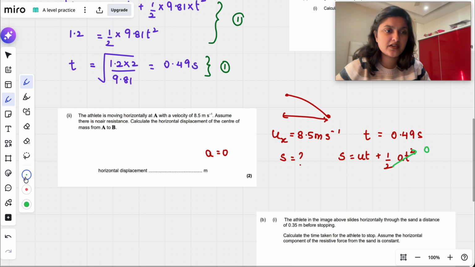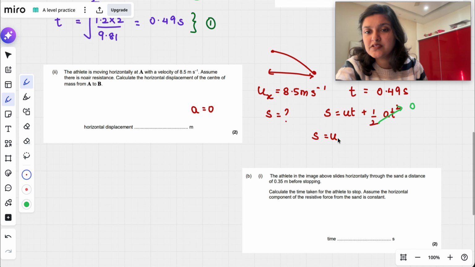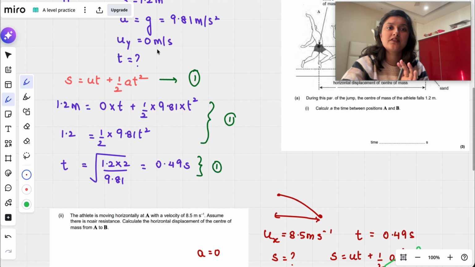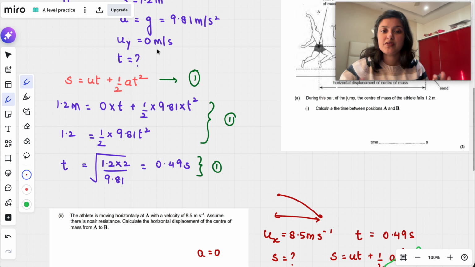So this whole thing becomes 0, and that gives you S is equal to U times T. Now remember to use the correct value of U and time. Don't use the U value to be 0 because that was for the vertical part. In projectile motion, we have to keep vertical and horizontal quantities separate from each other.